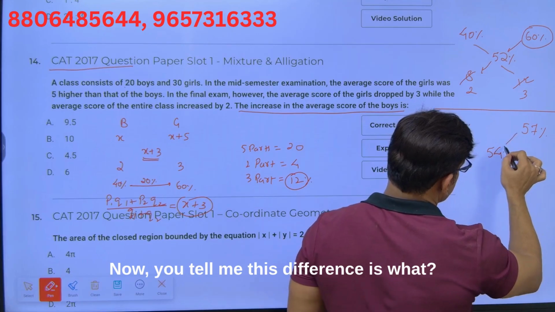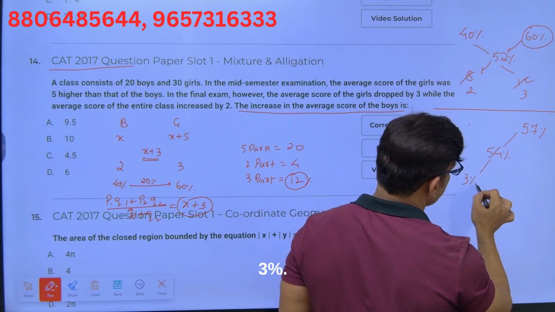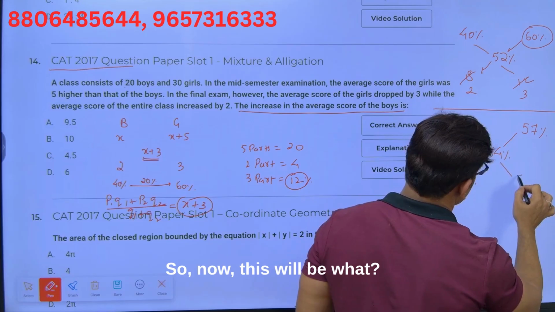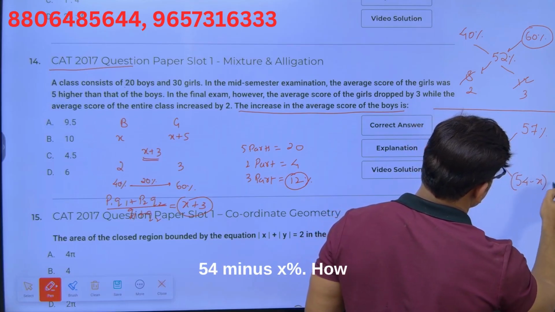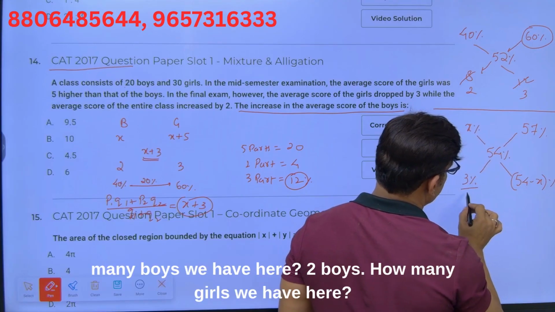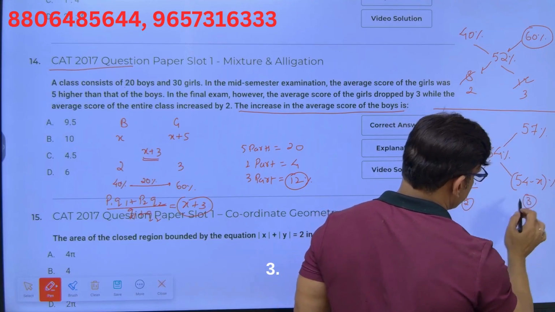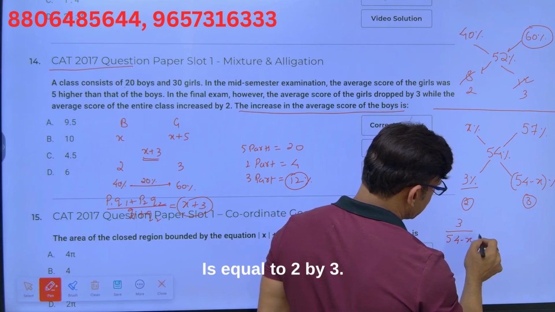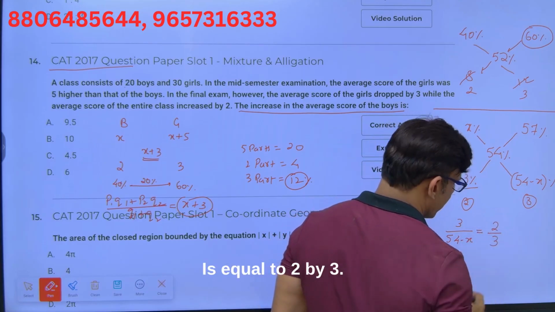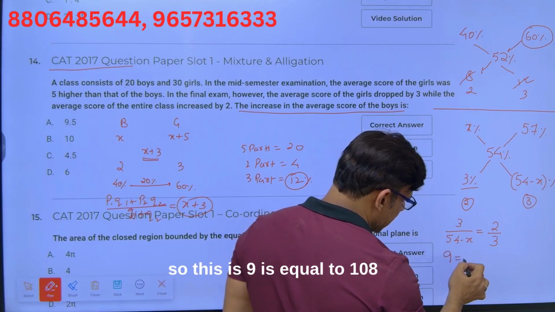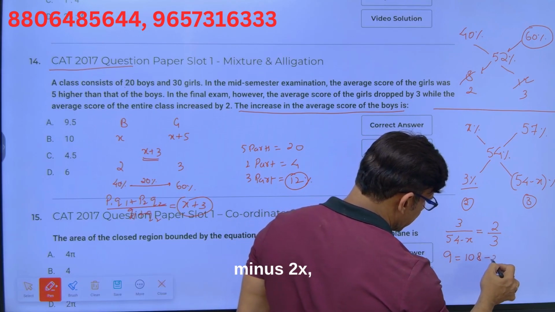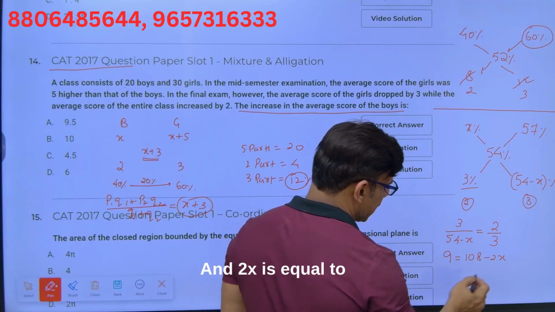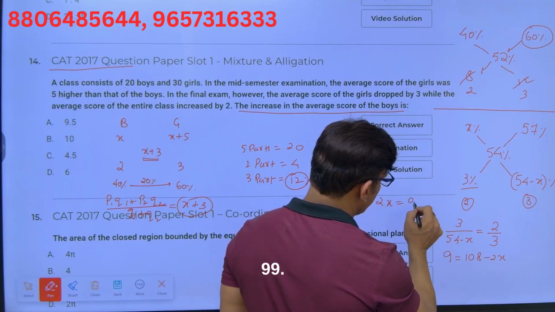Now you tell me this difference is what? 3%. Let's say the boys' score is x%. So now this will be 54 minus x%. How many boys do we have here? 2. How many girls? 3. So the ratio of this upon 54 minus x is equal to 2 by 3. When you solve it, 9 is equal to 108 minus 2x. 3 3s are 9, so 2x is equal to 99.